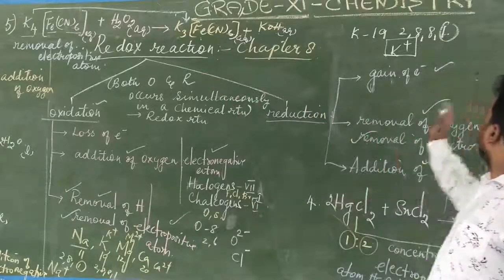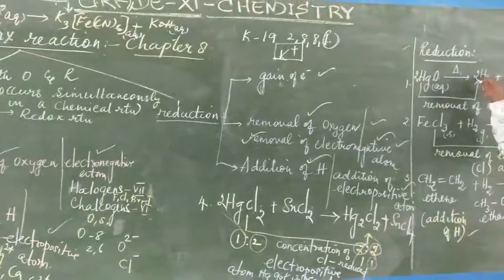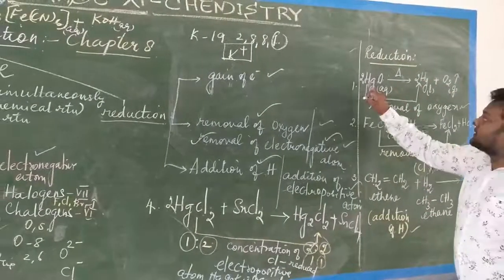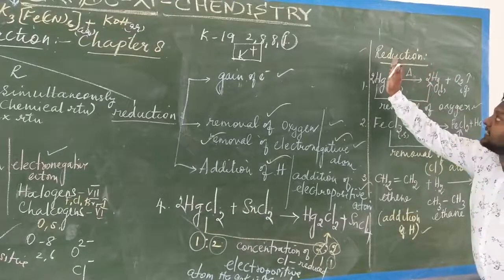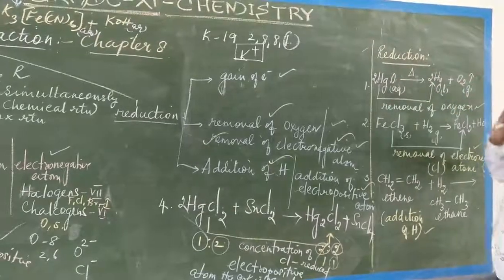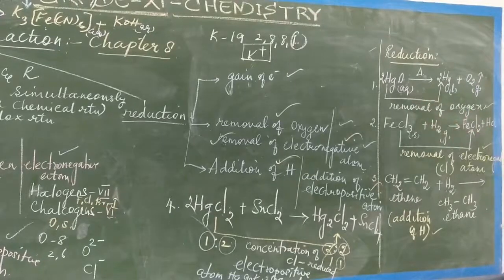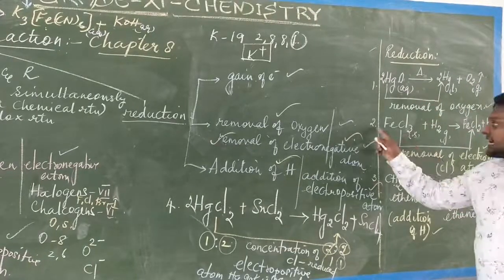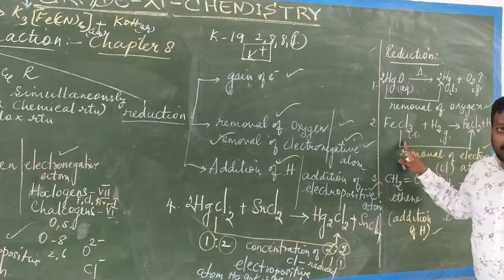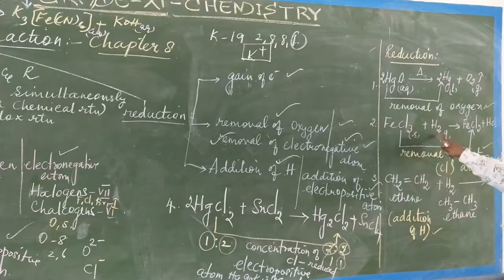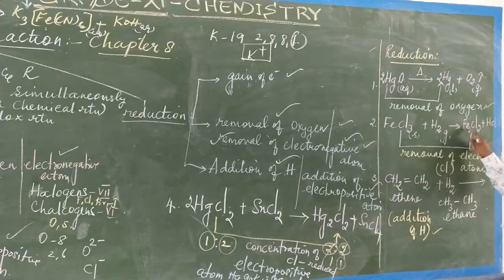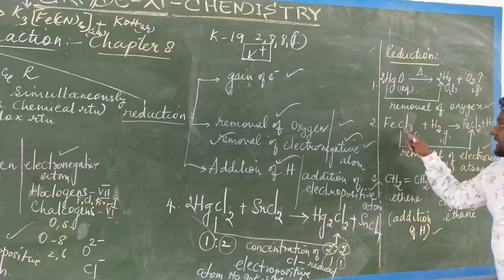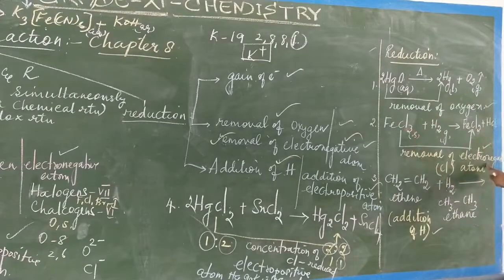This is oxidation. Now coming to reduction, what has happened in this reduction reaction? You see, this is mercury oxide. When it is heated, it decomposes to give mercury and oxygen. So here removal of oxygen has taken place. What is the second point? This is iron chloride, ferric chloride. On reduction with hydrogen, it gives rise to FeCl2. That means in FeCl3 the electronegative atom has got removed. So removal of electronegative atom has taken place.